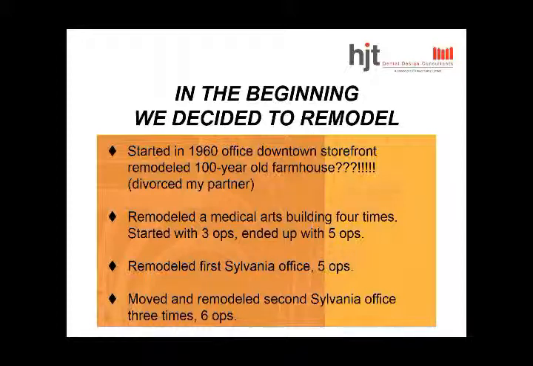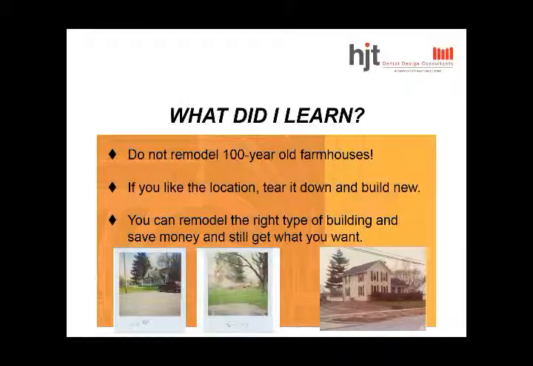I've made about every mistake you can possibly make in how to do offices. One of the things we did learn is you never remodel a 100-year-old farmhouse. If you like that piece of ground, tear that building down and build a new one. And sometimes you can remodel the right building. If you look, the yellow house on the right was the one we actually designed and remodeled. It actually came out pretty well. On the left, that old house, we tore that one down. We learned very quickly that one needed to go.